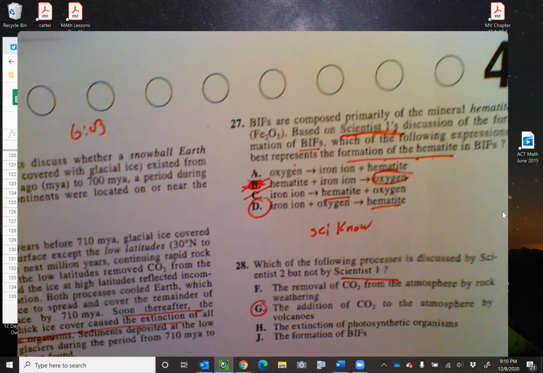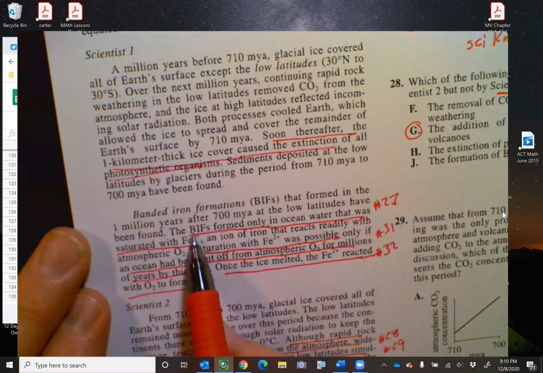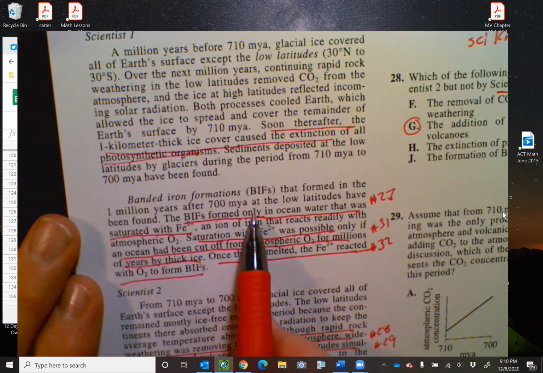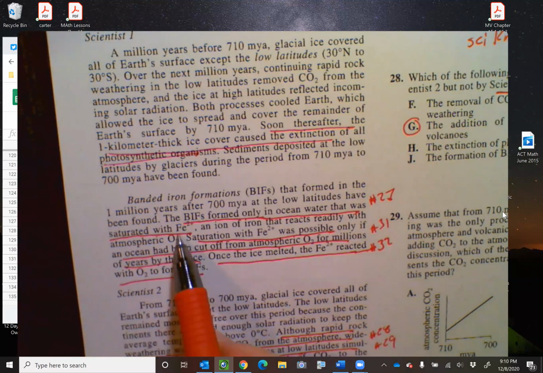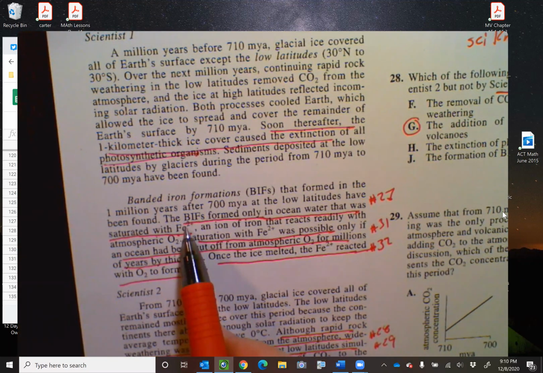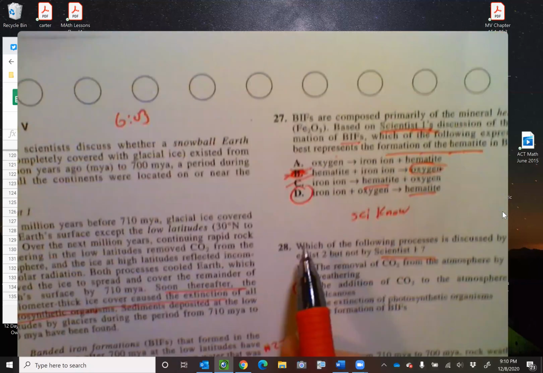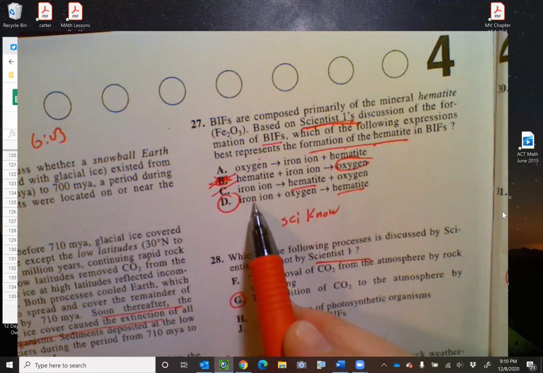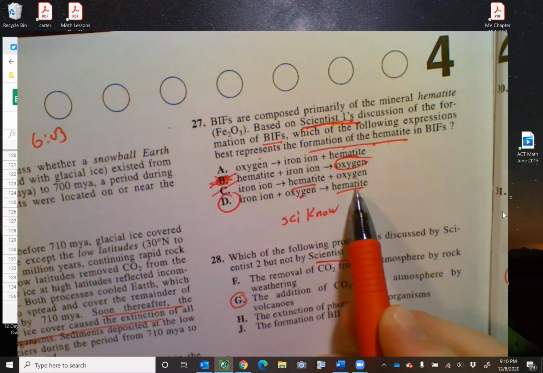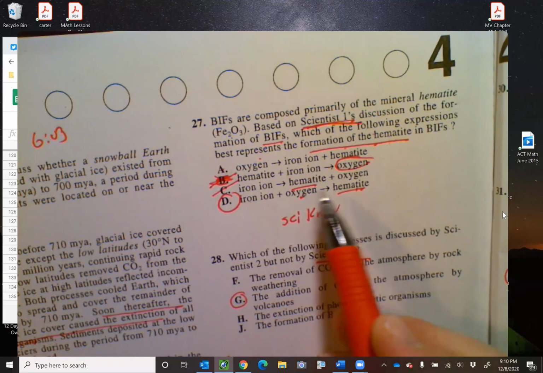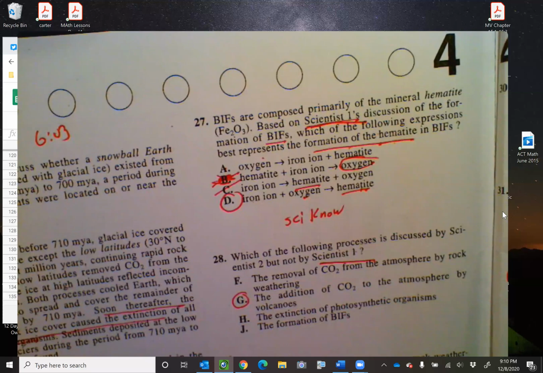Now, if we look at it closely, we'll see right here, the BIFs were formed only in ocean water that was saturated with iron oxide, right? That's what Fe2+ is, iron oxide. So we can look at it: iron oxide plus oxygen yields hematite. Letter D, science knowledge.